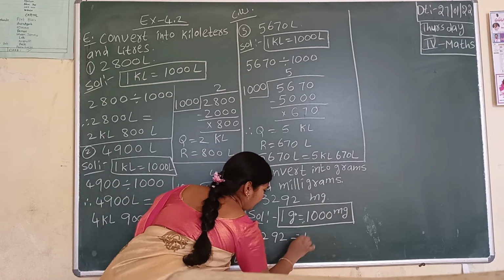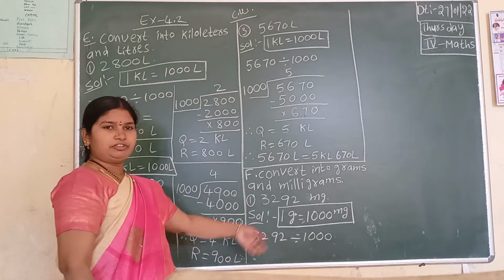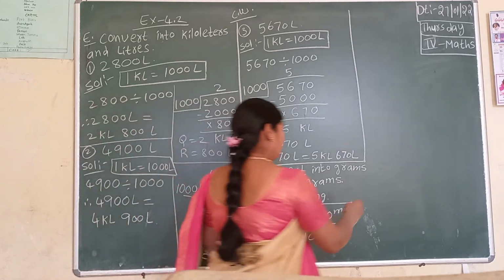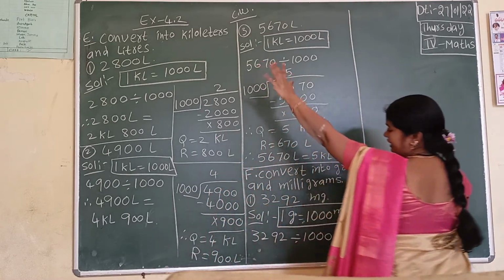3292 divided by 1000. If the place is not sufficient, I will do it in the next step. You have to continue your classwork. Everyone complete this one in the classwork only.